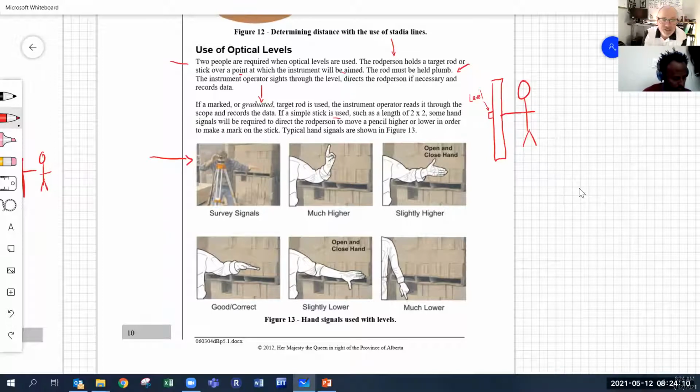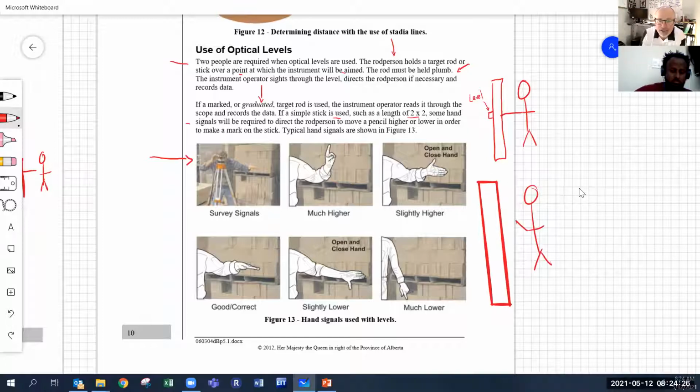If a simple stick is used, such as a length of 2 by 2, some hand signals will be required to direct the rod person to move a pencil up and down. So if you're just using a piece of wood, then this guy right here will have a pencil in his hand and he will mark where you say, right? And you'll say, go up, down, up, down. Okay, good, mark it there. This is good, this is lower, this is much lower, this is slightly higher and much higher, okay? There's a couple of hand signals.